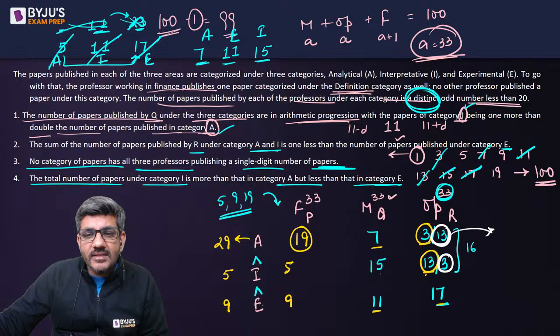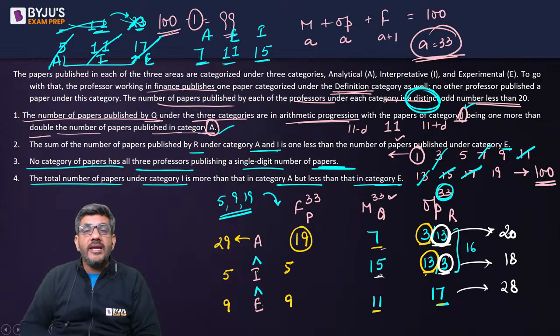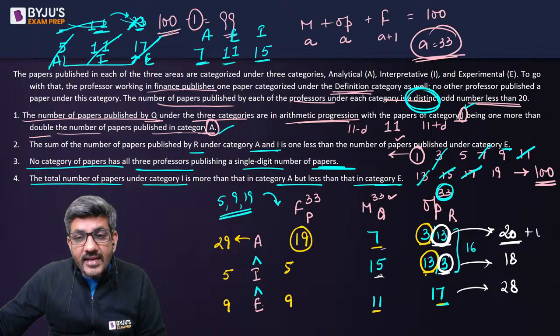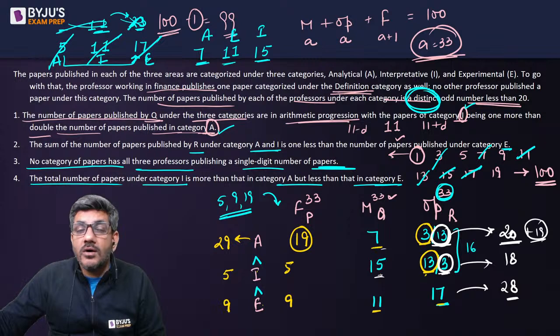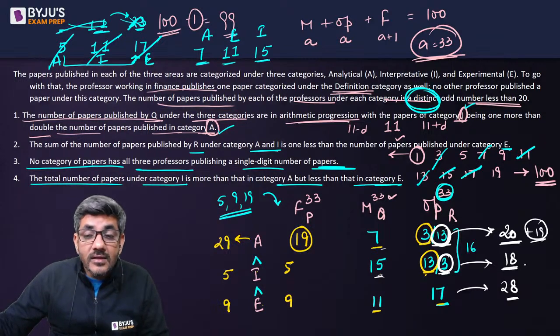If I take 13, currently the sum becomes 13 plus 7, that is 20. Here the sum becomes 15 plus 3, that is 18. And here the sum becomes 11 plus 17, that is equal to 28. Now where can I put 5, 9 and 19? Can I put 19 with 20? 19 with 20 will make 39. With 39, how will I make this bigger than it? It cannot happen. Can I put 19 with 18? 18 plus 19 is 37. With 37, how will I make this bigger? That also cannot happen. The only possibility is that I have to write 19 here.